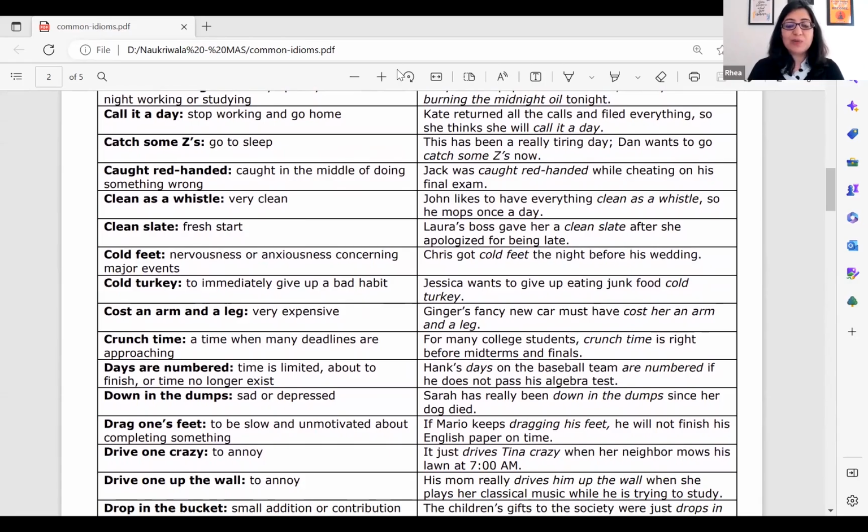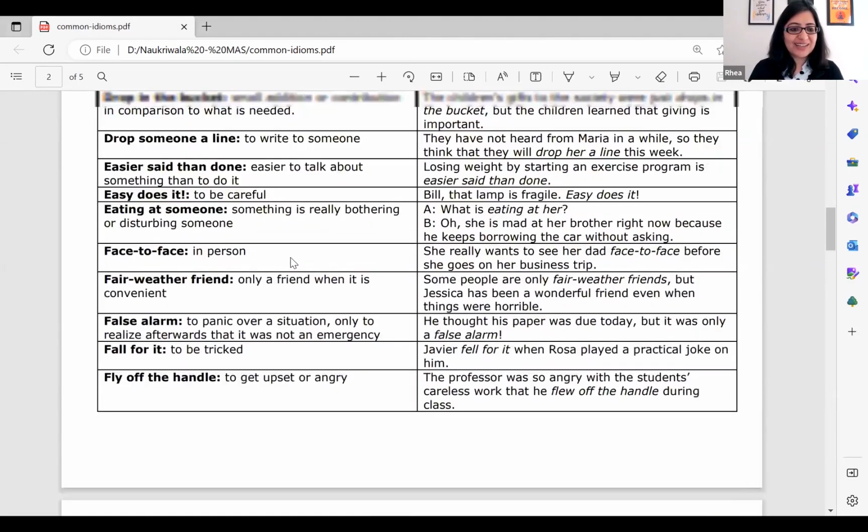I get cold feet whenever I enter the examination hall. You have been very productive today. Go get some Z's. That's nice. Let's forget about our issue and start with a clean slate. That's nice. We've done enough work. Let's call it a day. Okay, that's nice. Good job. Let's move on. Sorry, just scrolling here.